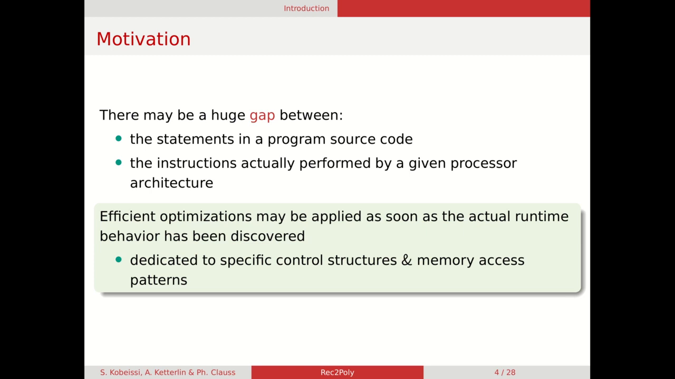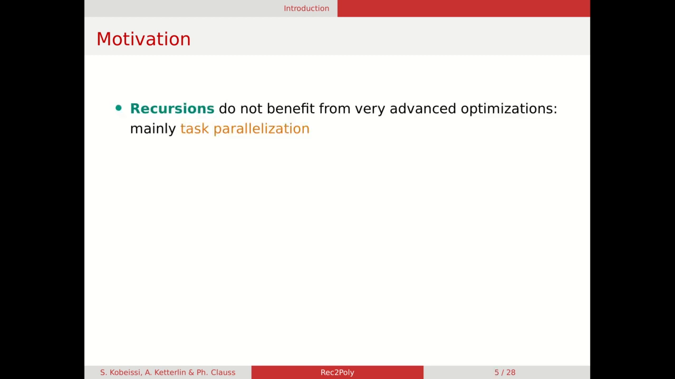Such optimizations are dedicated to specific control structures and memory access patterns. Loops, particularly affine loops, are among these structures that constitute a huge computation part of a program execution and benefit from advanced and sophisticated optimizations mainly based on the polyhedral model. Among time-expensive structures beside loops, we also have recursions. However, unlike loops, recursions do not benefit from very advanced optimizations.